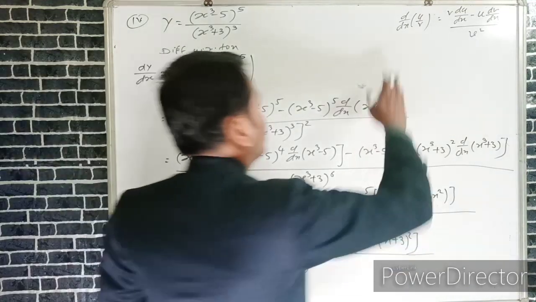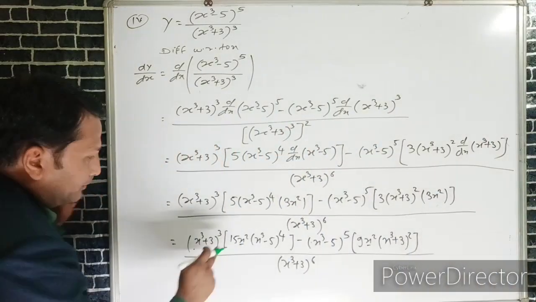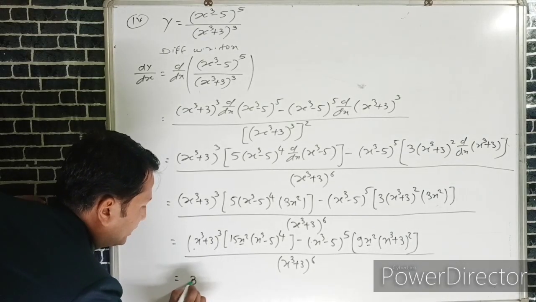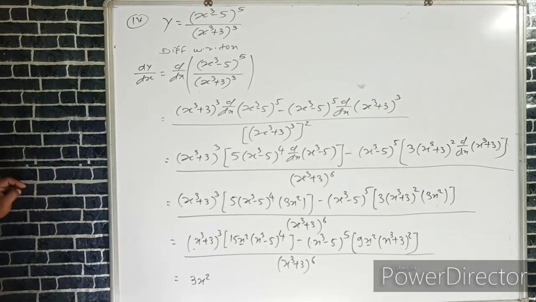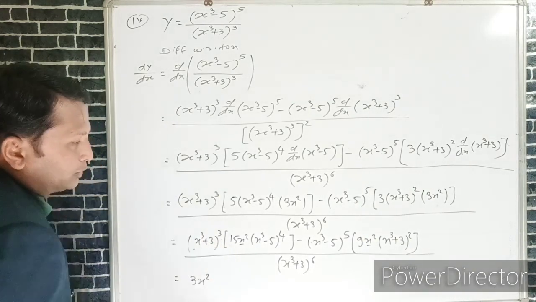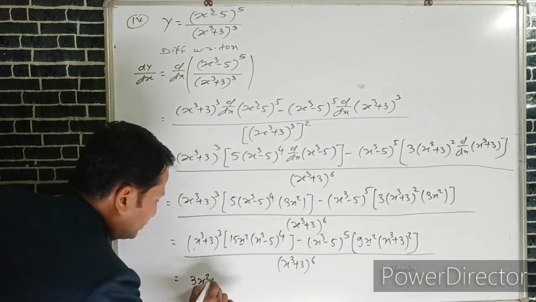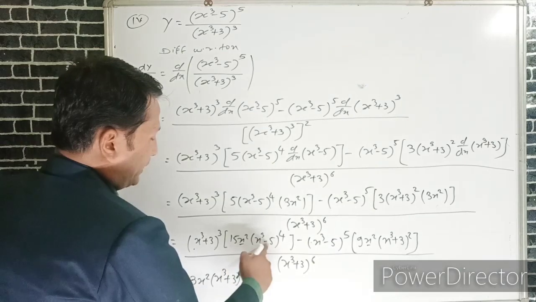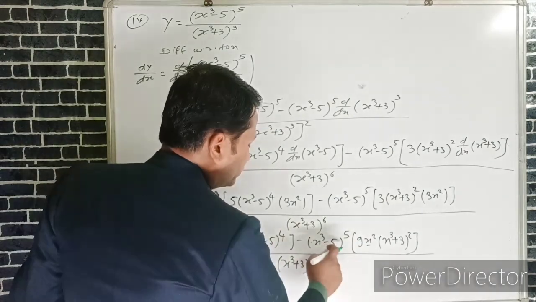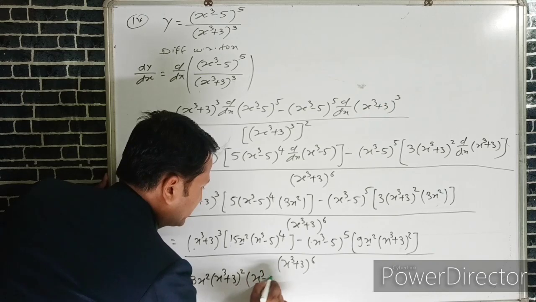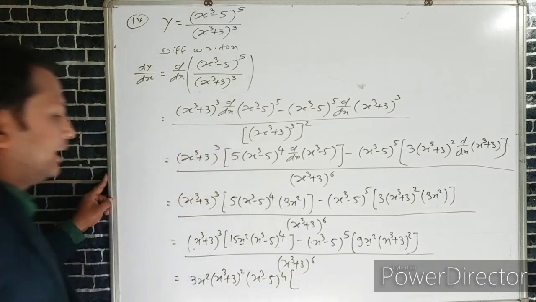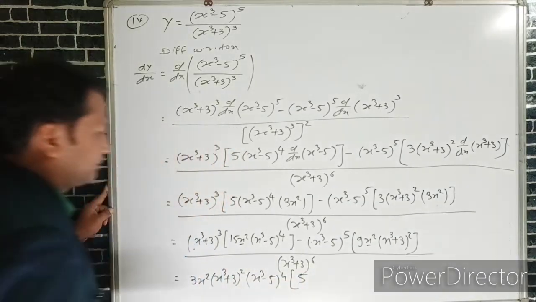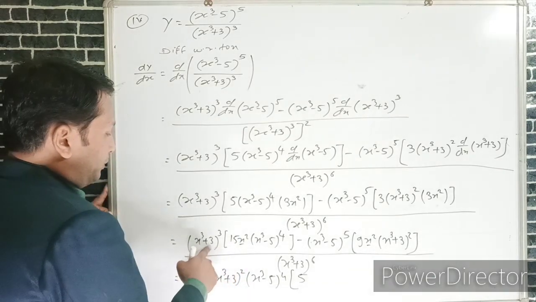We can take 15x square, 9x square, 3x square is common, (x cube plus 3) whole bracket cube, (x cube plus 3) whole bracket square, (x cube plus 3) whole raised to the power 2, (x cube minus 5) whole raised to the power 4, (x cube minus 5) whole raised to the power 5, (x cube minus 5) whole raised to the power 4 common. After that, remaining terms we can write here. 5 into 3, 15 is 5. (x cube plus 3) is cube.